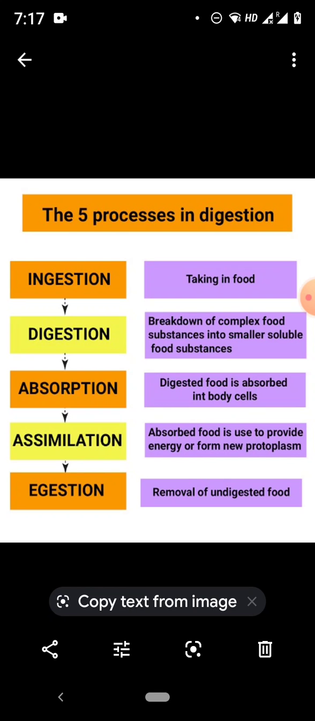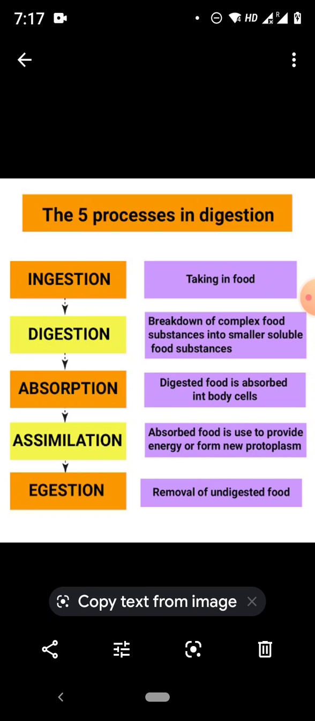So there are 5 processes in digestion. Number 1, ingestion. Number 2, digestion. Number 3, absorption. Number 4, assimilation, and the last one is egestion. So let us begin with the first process, that is ingestion. Ingestion is the first process in which we take food into the body, and this process is known as ingestion.